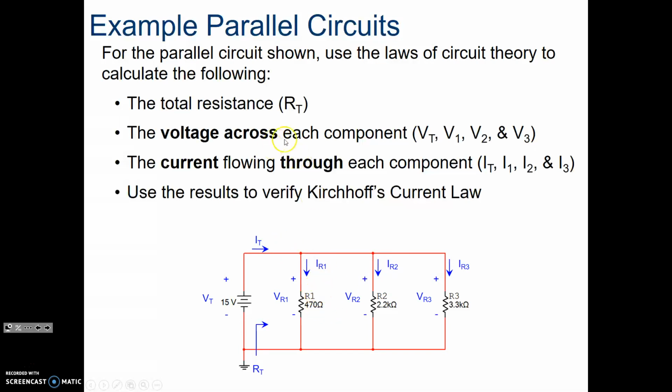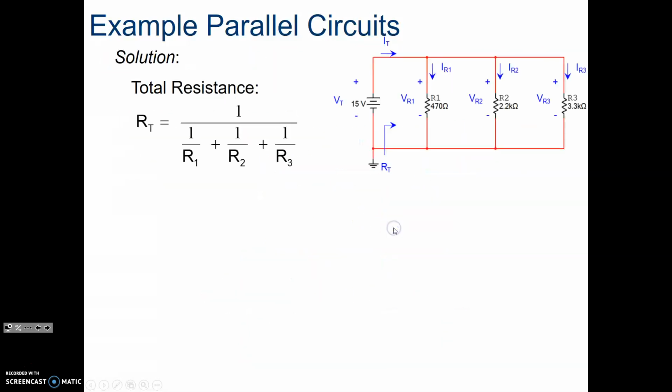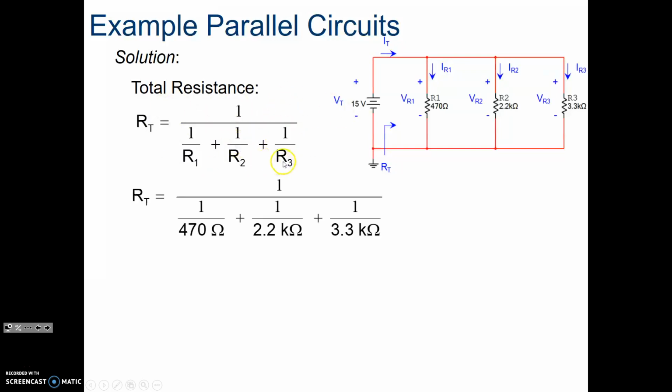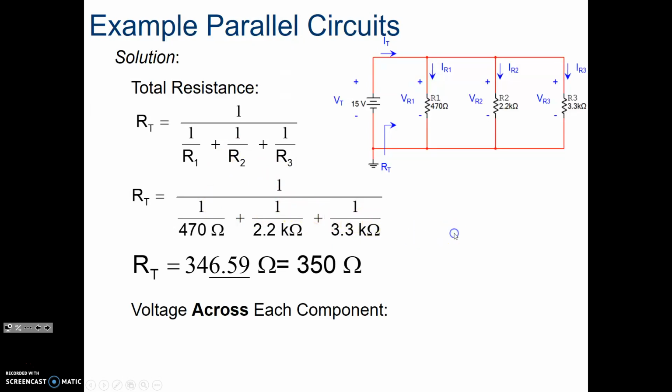Now, what we're going to do is find the total resistance, then the currents, and then verify the current law. So again, we plug it in, 1 over plus 1 over plus 1 over. Notice that you have to do it this way. There is no other algebraic way of doing it. So we put 1 all over 1 over 470 plus 1 over 2.2 kilo or 2,200 plus 1 over 3,300. Again, you can just put this in your calculator and then take 1 over that whole answer. That's fine. And that gives you a total of 350 ohms of resistance.